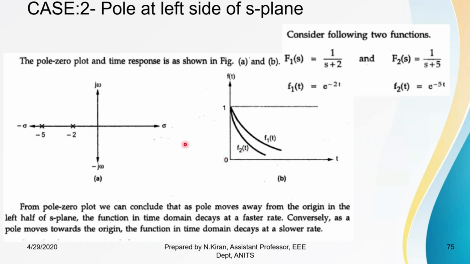So I can conclude that as the pole moves away from the origin, the function in time domain will decay at a faster rate. You can see the decay is faster when compared to the previous case. Therefore, in other words, as the pole moves towards the origin, the time domain decay will be at a slower rate.